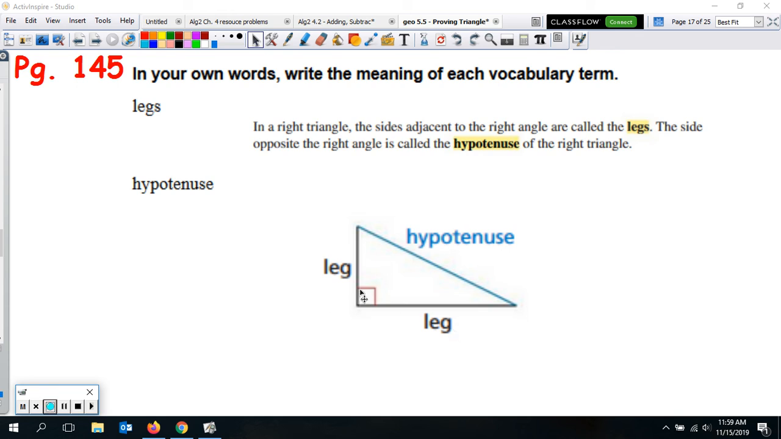So the hypotenuse is always the side opposite the right angle. So here you have a right angle. These are always perpendicular. So these two perpendicular ones are the legs, and then the diagonal one there is the hypotenuse.